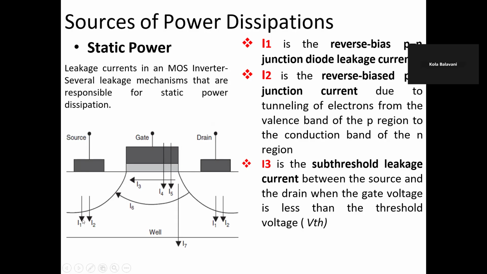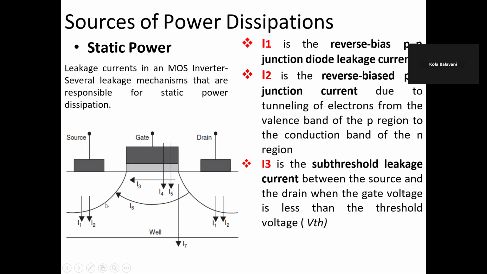Majorly, first of all observe I1 and I2. I1 is the reverse bias PN junction diode leakage current. Consider this is any PMOS or NMOS device. If you take the NMOS device, the substrate is P, and the source and drain are N. Because of this, these two are forming a PN junction diode. So I1 is called the reverse bias PN junction leakage current.